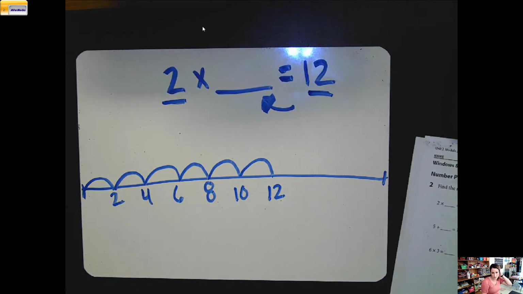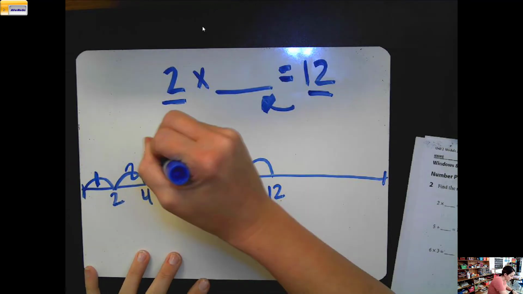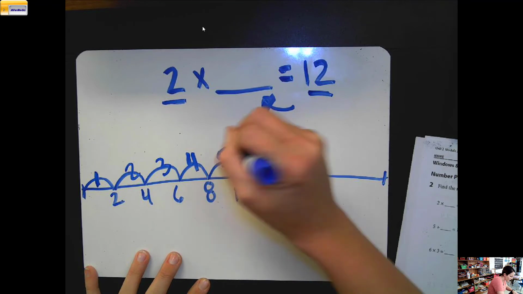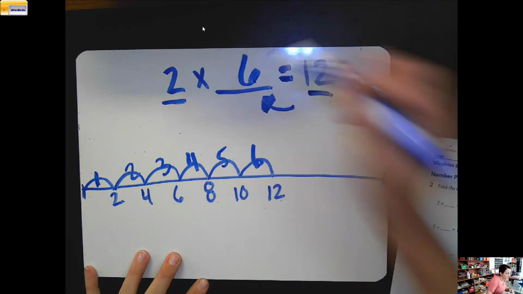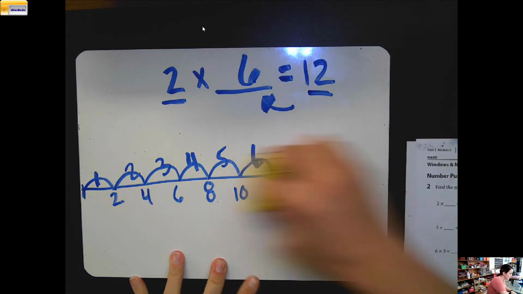So how do I figure out the answer? You count the number of hops. So I had 1, 2, 3, 4, 5, 6 hops. So 2 times 6 equals 12. Whoa. Let's try another one.